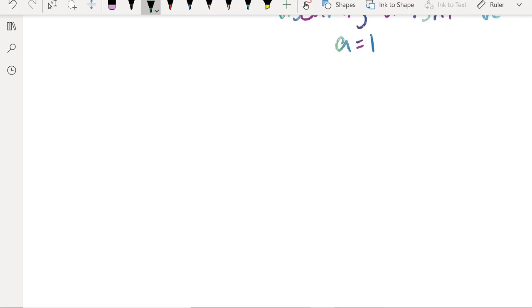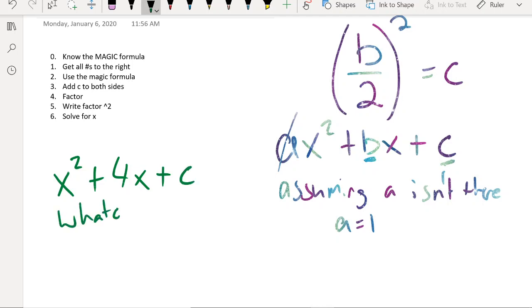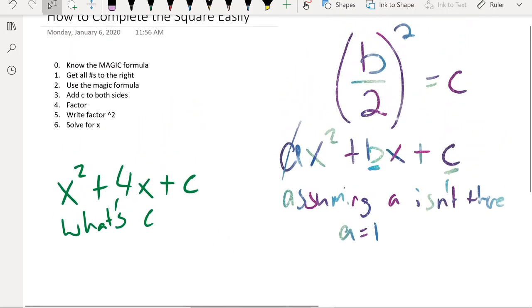So before we do this example, if you just need to find a C value, one of the first things that they'll ask you to do for homework is maybe something like this, where they want you to have x squared plus, let's say, 4x, and they want you to find out what C is. So what's C? All right. If we want to find out what C is, then you only need a few of these steps. You do need the magic formula.